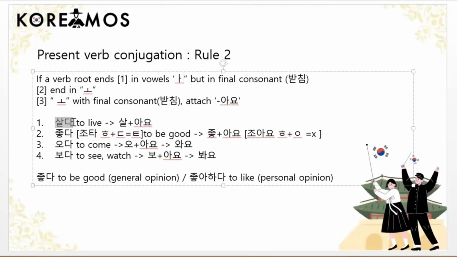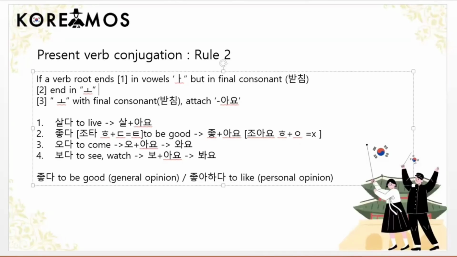For instance, this one, 살다. If we remove 다, it's the verb root, and 살 ends in vowel a, but with a final consonant, right? In this case, we attach 아요 instead of 요. So it's not 살요, it's 살아요.